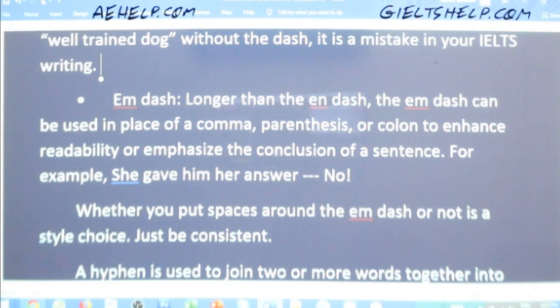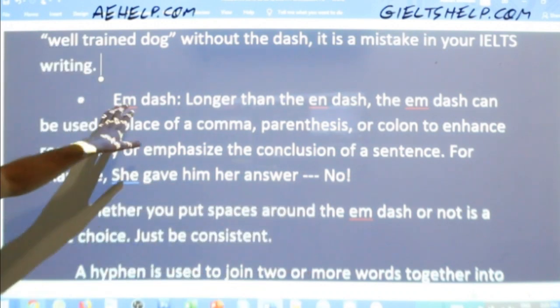And surprise, surprise, she gave him her answer: no. Okay, so in this case, we're using the M dash.